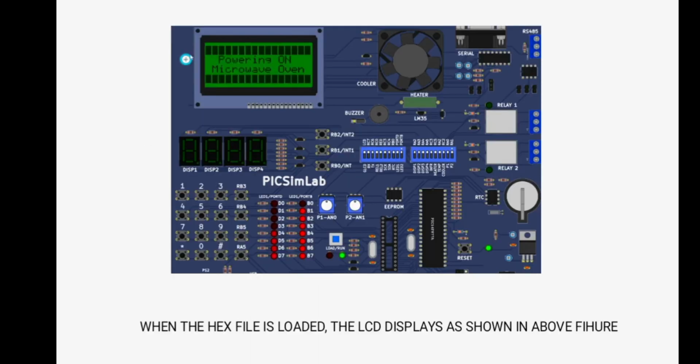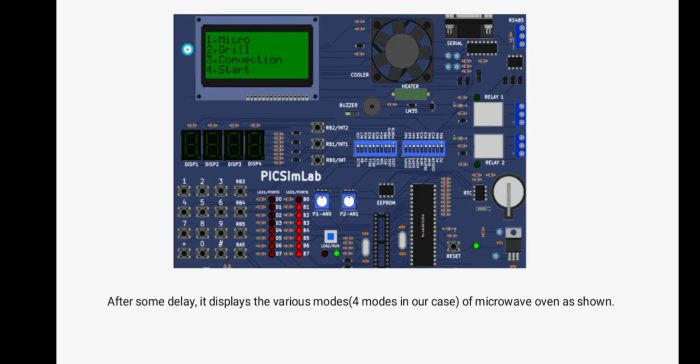Whenever the file is loaded into PicsimLab, the first thing the LCD displays is powering on microwave oven, as shown in the figure. With some delay, it displays the modes we use in our project: micro, grill, convection, and start. By using the matrix keypad, as shown in the figure, we can select the different modes by pressing the keys 1, 2, 3, and 4.